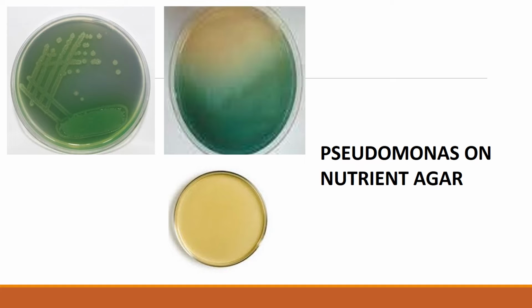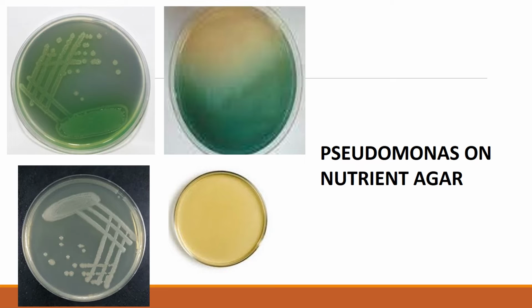So this is the actual unused nutrient agar plate, and in the above two pictures you can see the growth of Pseudomonas. A greenish bluish color is produced by the growth of Pseudomonas. So wherever there is greenish bluish color, that is the growth of Pseudomonas. Numerous Pseudomonas bacteria are growing on that culture medium.